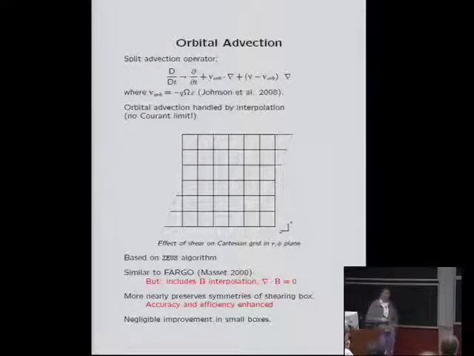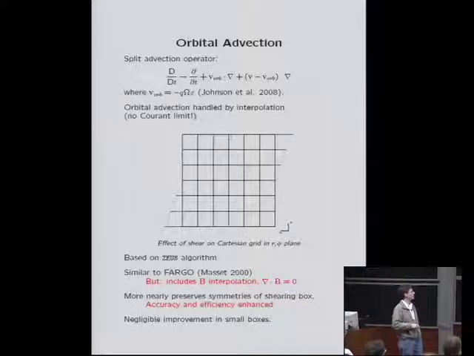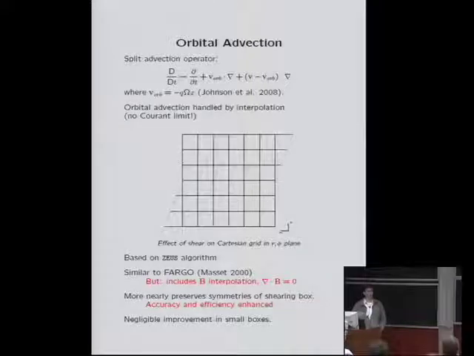Okay, so our code is based on the Zeus algorithm. And this is very similar to the algorithm that's called Fargo, introduced by Masset in 2000. But it does include the magnetic field, and it preserves the divergence of B equal to 0. This method is going to produce negligible improvement in the small boxes because it's only going to lower the time step by a small fraction. And there's additional expense associated with it.